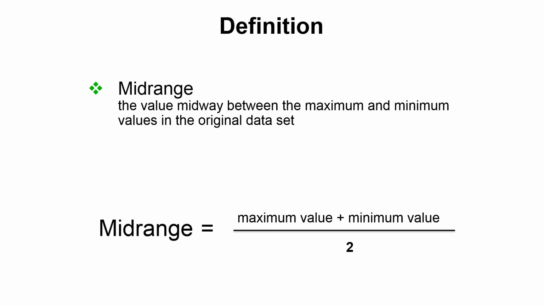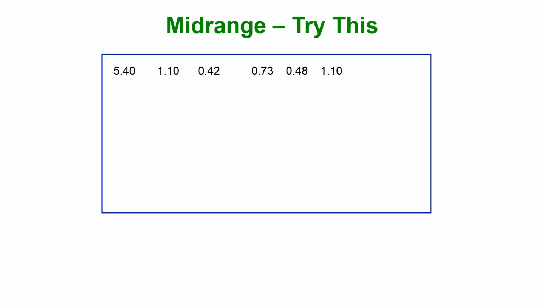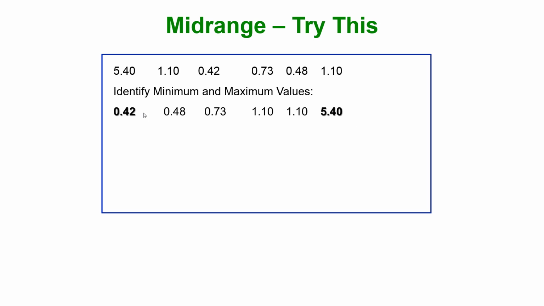Now the mid-range can be very sensitive to extreme values, and like I said, we don't use it very much, but just so you understand what it is, how would you find the mid-range of this data? That's right. I ranked them so you could see it more clearly. The highest number is 5.40. 0.42 is the lowest. So we're looking for the number halfway between those two, not the position, the actual average of those two numbers. If you add those together and divide by 2, you get a mid-range of 2.91.